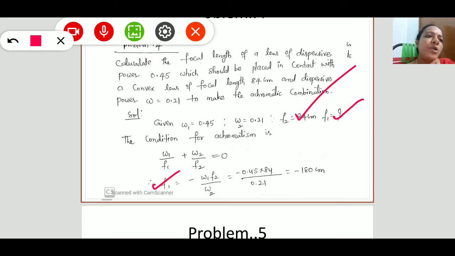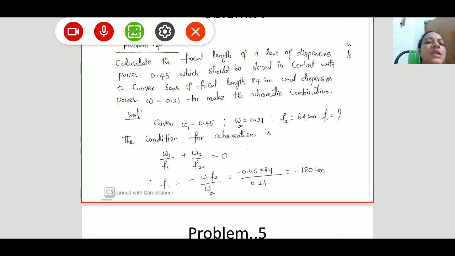This problem is mainly based upon the achromatic doublet. For an achromatic doublet, you have to remember this condition. This is the condition for achromatism, which we use for a doublet, the relation between dispersive power and focal lengths.